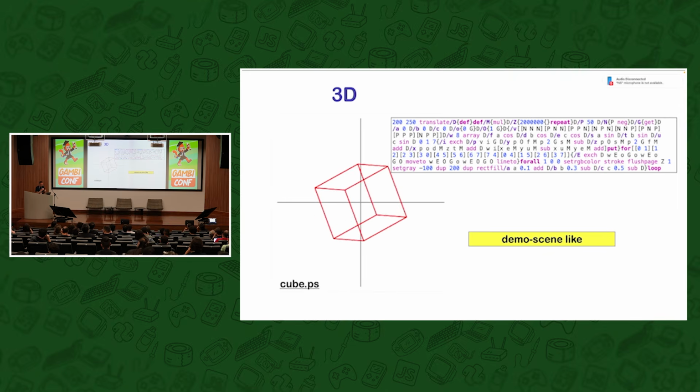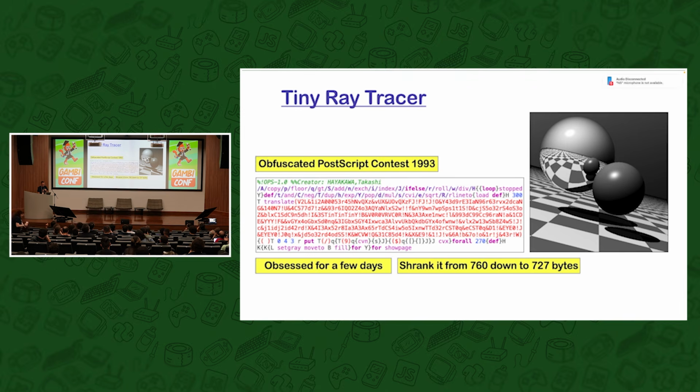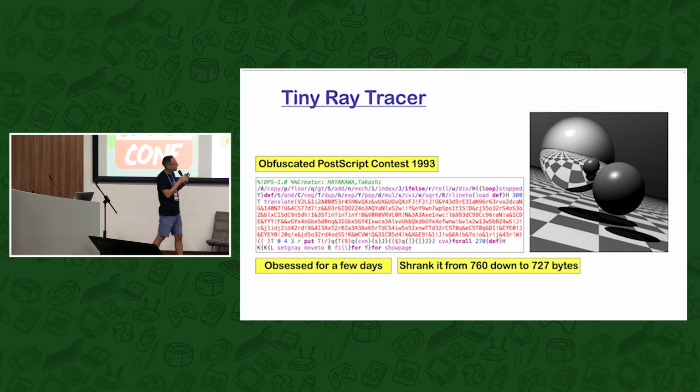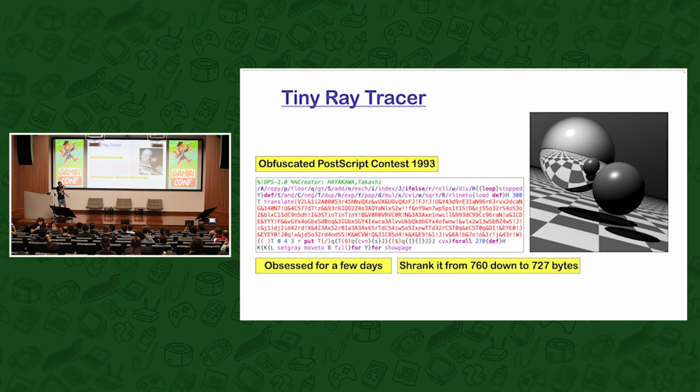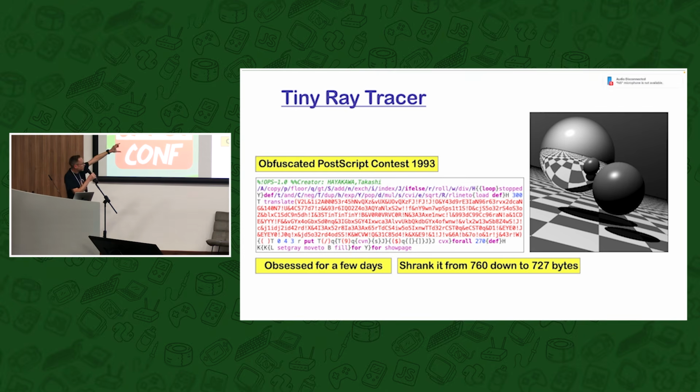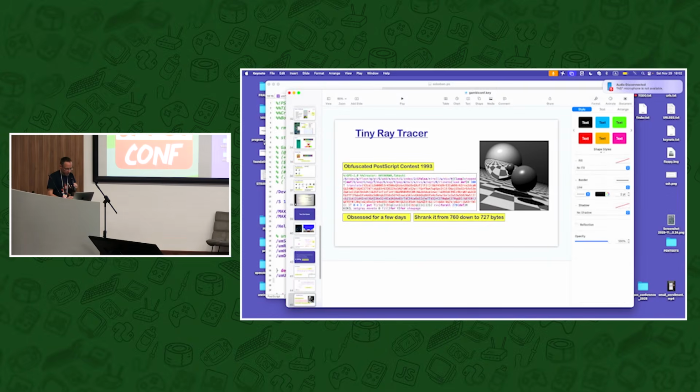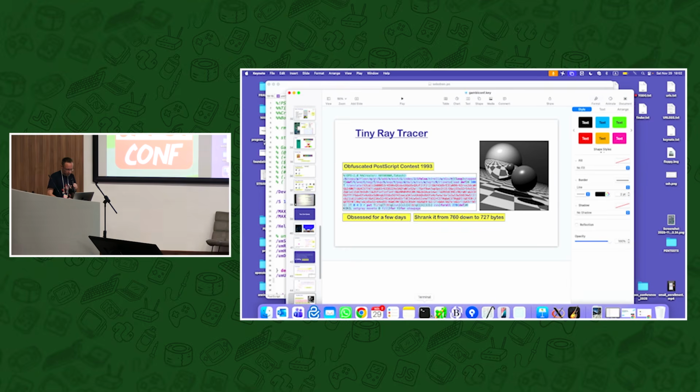Same with this rotating cube. It is a pseudo 3D, and this single code is enough to produce this rotating cube. And this I didn't write myself, but I want to show you because it is really mind-blowing for the Mind-Blowing conference. This is a ray tracer that was written in the obfuscated PostScript contest in 1993. It was organized at MIT, and some student, Takashi, wrote this very, very impressive ray tracer. At this point, I have time to show you a little demo.